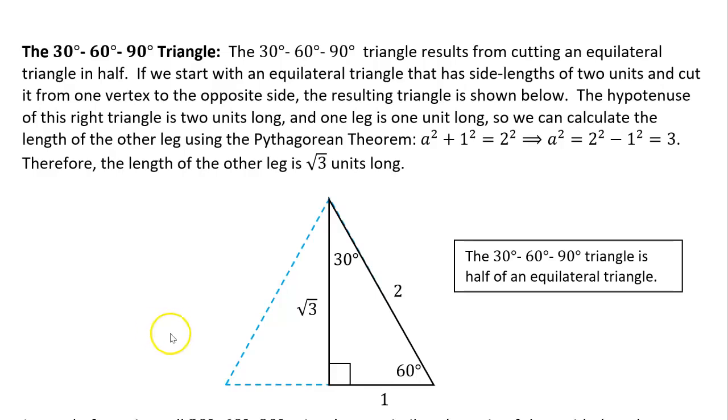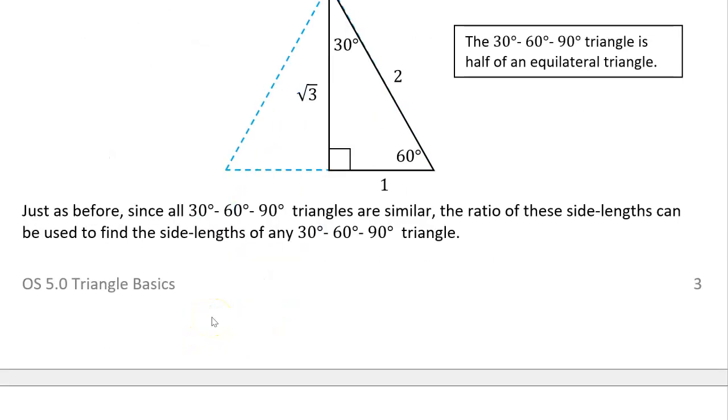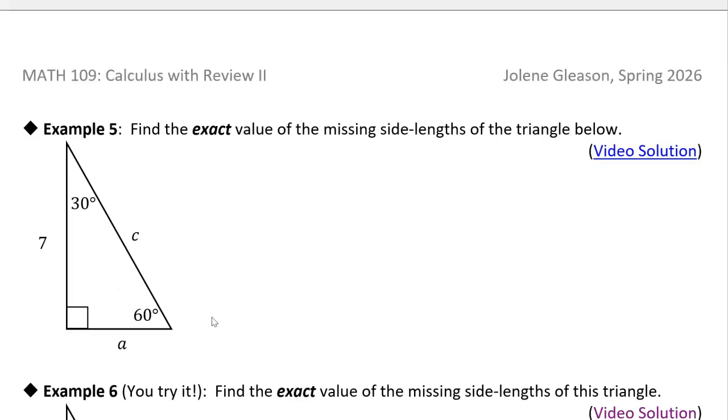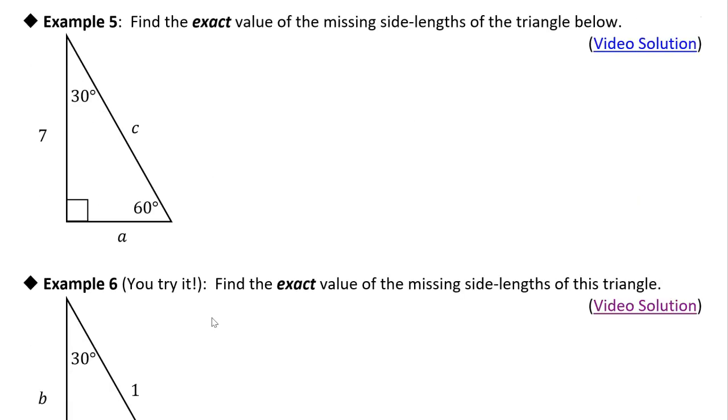So that's the standard 30, 60, 90 triangle. Let's take a look at some examples using this triangle. Here's a 30, 60, 90 triangle, and we're given one side and want to find the other side lengths. Again, I'm going to start by drawing that standard triangle for reference, because I want to set up my ratios, and it's good to see what the side lengths are of the standard 30, 60, 90 triangle.